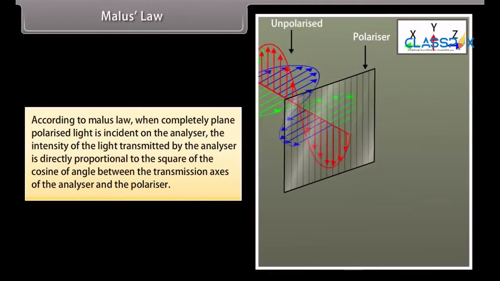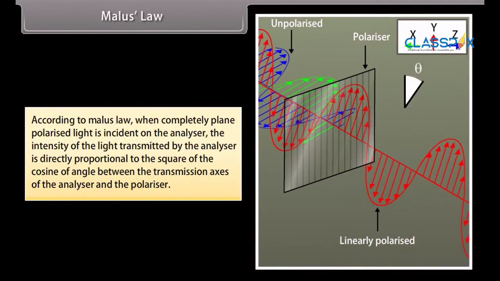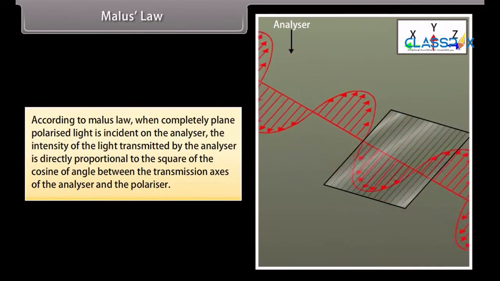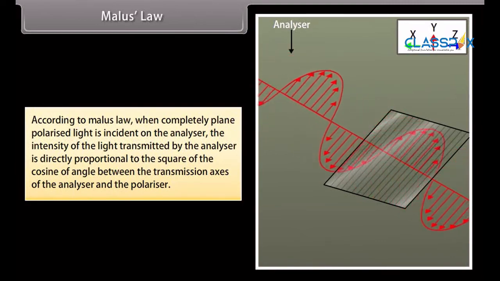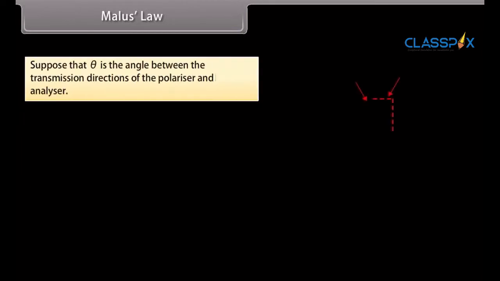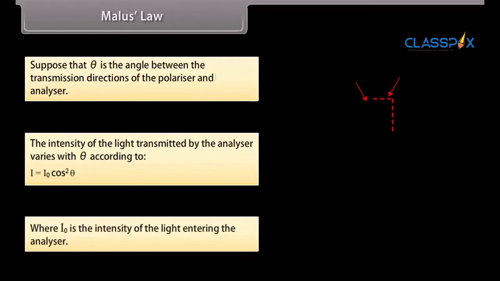According to Malus' law, when completely plane polarized light is incident on the analyzer, the intensity of the light transmitted by the analyzer is directly proportional to the square of the cosine of the angle between the transmission axes of the analyzer and the polarizer. Suppose that theta is the angle between the transmission directions of the polarizer and analyzer. The intensity of the light transmitted by the analyzer varies with theta according to I equals I naught cos square theta, where I naught is the intensity of the light entering the analyzer.